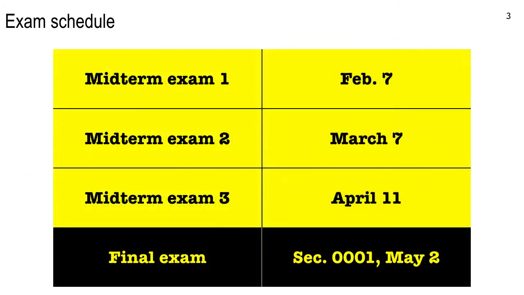So here's another look at the exam schedule, even more abbreviated: February 7th for midterm exam 1, March 7th for midterm exam 2, April 11th for midterm exam 3. And they'll be right here in the lecture hall. We'll spread out and have plenty of elbow room. It'll be a one-hour test. But then the final is basically 3 hours, 2 hours and 50 minutes, and it's twice as big as a midterm. For us, it's on May 2nd, and we meet at 10 a.m.